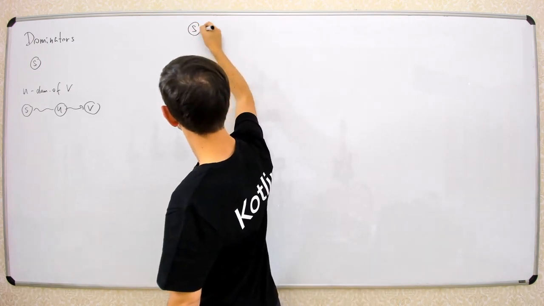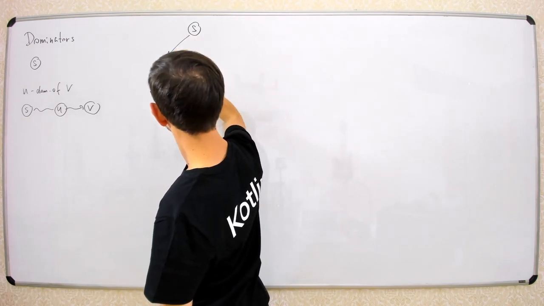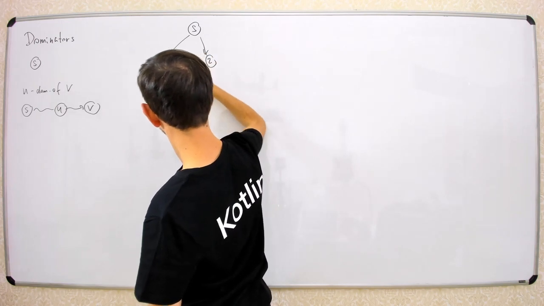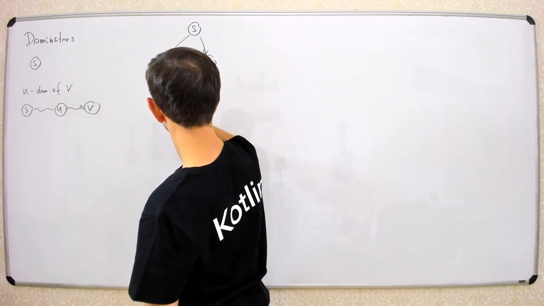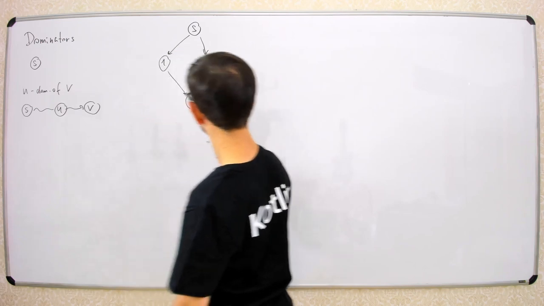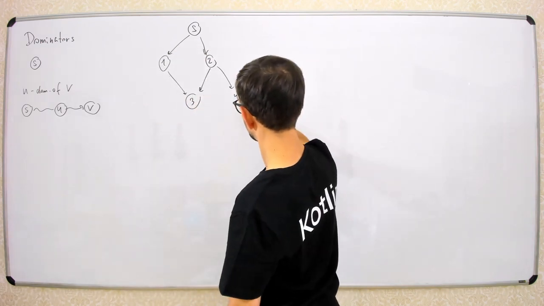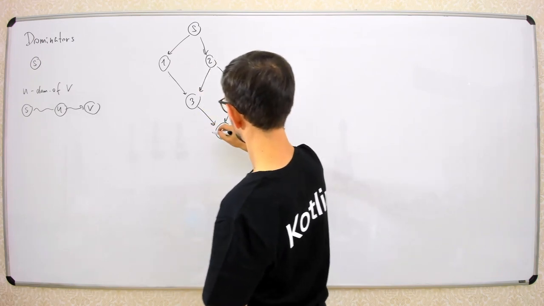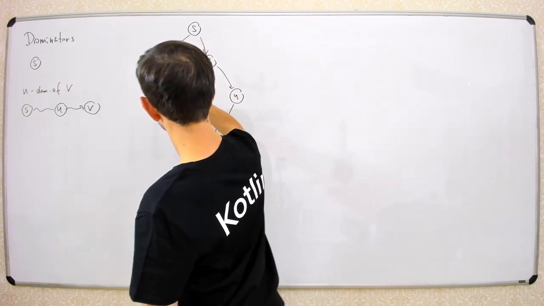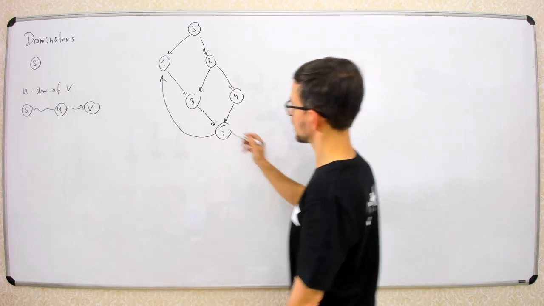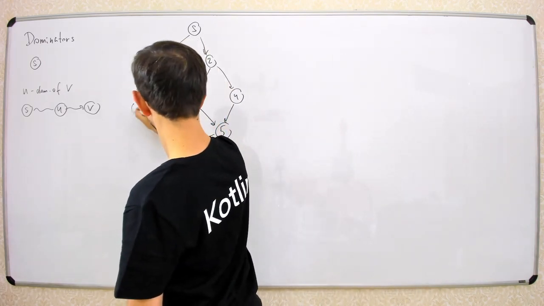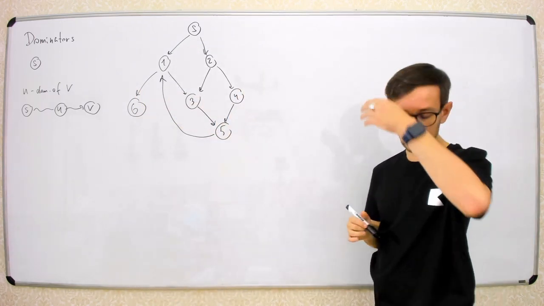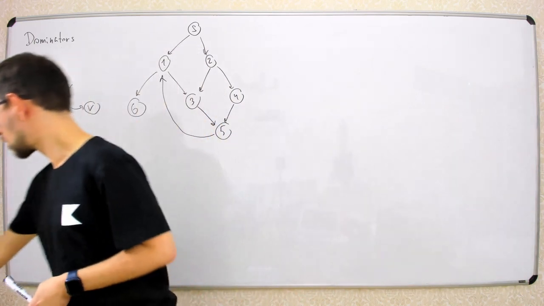So we have vertex S here. And here we have something like 1, 2, and here we have 3. And let's see, here we have 4 and 5. We have edges like this. And here we have 6. Or something like that. So let's see.